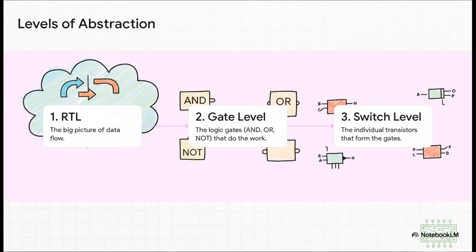In chip design, that ladder looks a lot like this. At the very top, you've got the register transfer level, or RTL. That's the big picture, how data is moving around. Take one step down, and you're at the gate level, where we see the basic logic gates, your ANDs, ORs, and NOTs. And then, at the very foundation, we have the switch level. This is where we get down to the actual individual transistors.